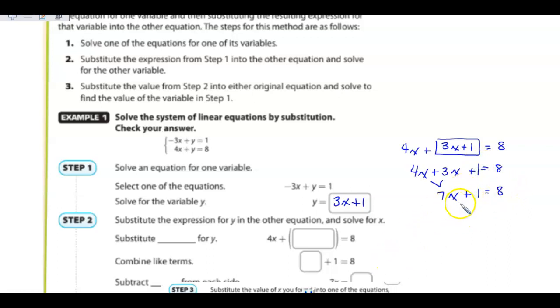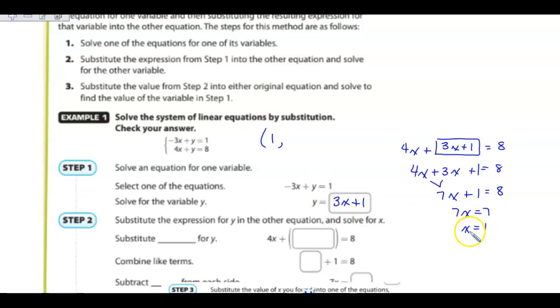I can solve by subtracting 1 from both sides, and I get 7x equals 7. And then if I divide both sides by 7, I get x equals 1. So I know what my x is. I know my x is going to be a 1. And now I have to find out what my y is going to be.